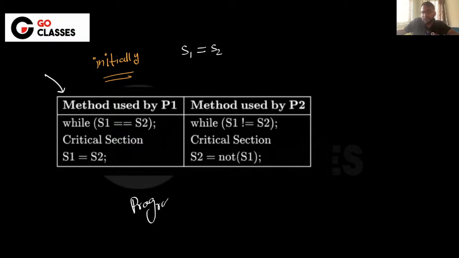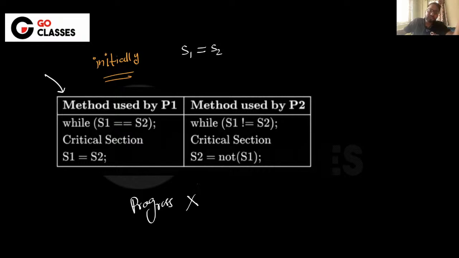Progress says that if some process wants to enter, irrespective of anything, then it should get to enter. If P2 is not in the picture at all and P1 wants to enter, then P1 should get to enter. That's why progress is not satisfied, because P1 is not able to enter. What about bounded waiting? And what about mutual exclusion?